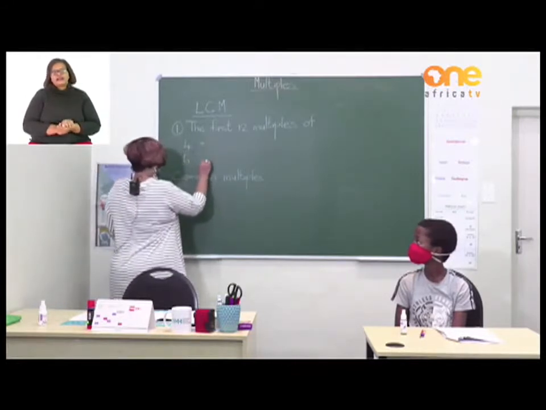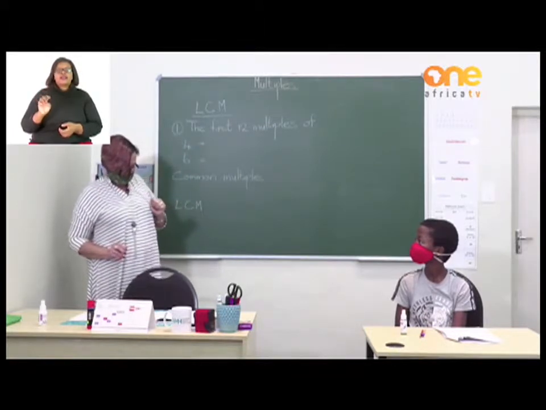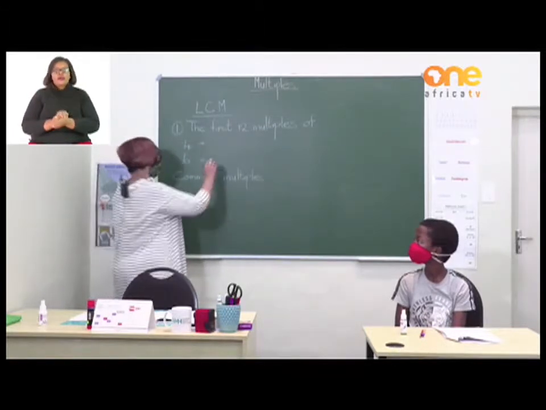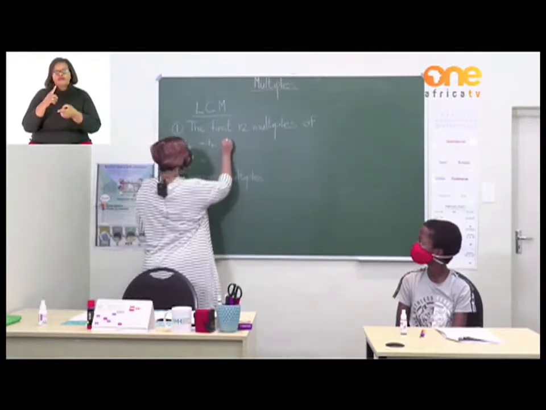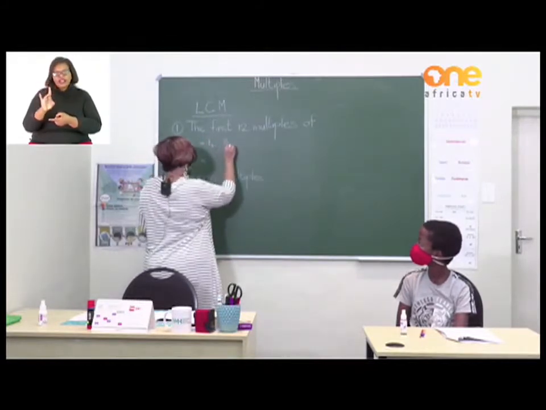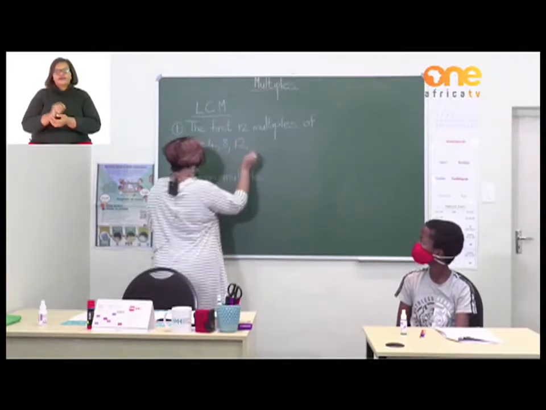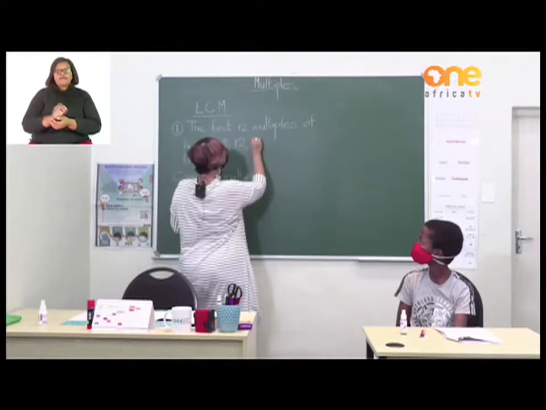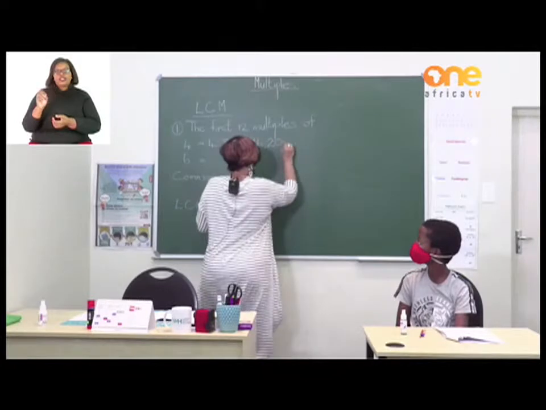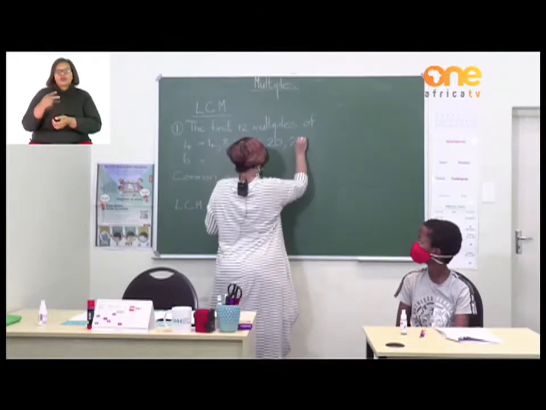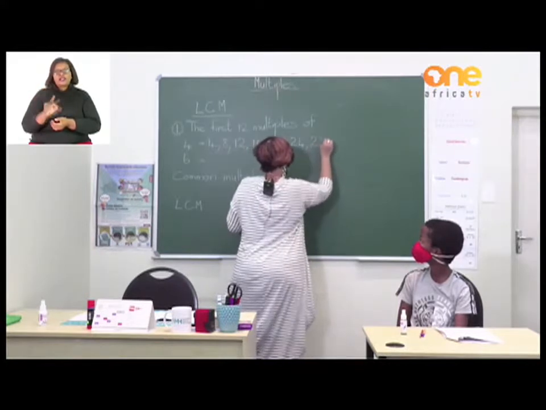Let's find the multiples of 4 first. Can you help me out here? The multiples of 4, where did we start? 4. He says 4, 8, 12, continue, 16, 20, 24, 28. I think we can stop there.